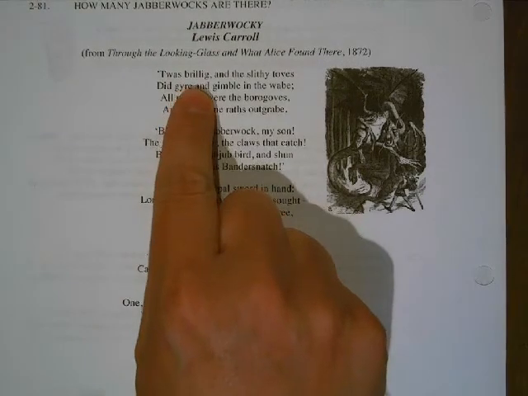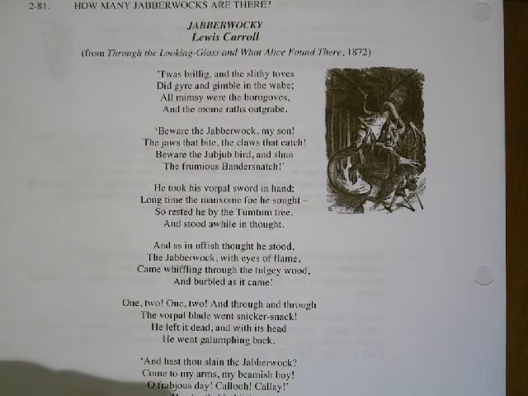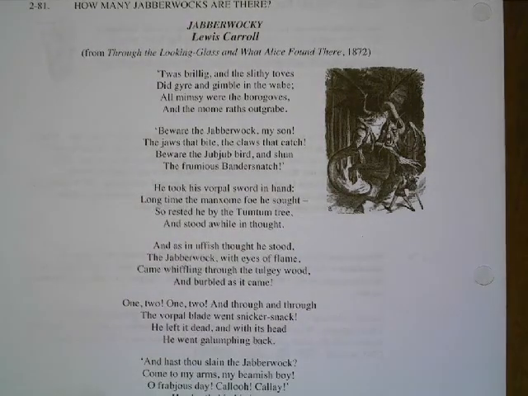'Twas brillig and the slithy toves did gyre and gimble in the wabe. All mimsy were the borogroves, and the mome raths outgrabe. Beware the Jabberwock, my son, the jaws that bite, the claws that catch. Beware the Jubjub bird, and shun the frumious Bandersnatch. He took his vorpal sword in hand, long time the manxome foe he sought. So rested he by the Tumtum tree, and stood awhile in thought. And as in uffish thought he stood, the Jabberwock with eyes aflame came whiffling through the tulgey wood, and burbled as it came. One, two, one, two, and through and through the vorpal blade went snicker-snack. He left it dead, and with its head he went galumphing back.